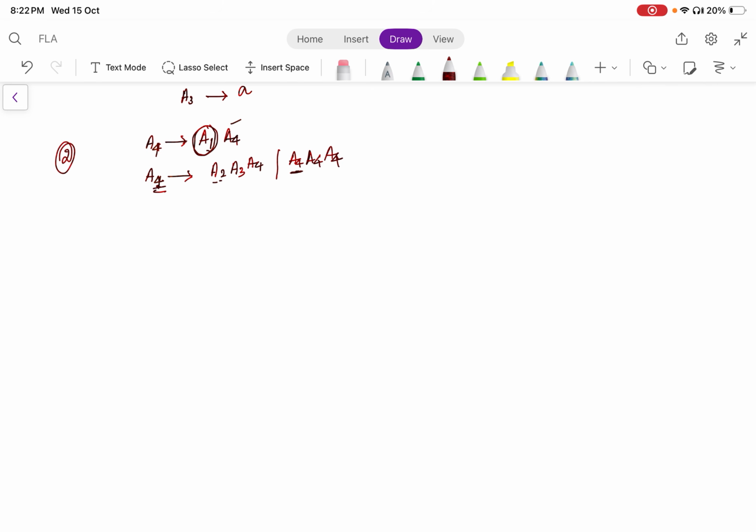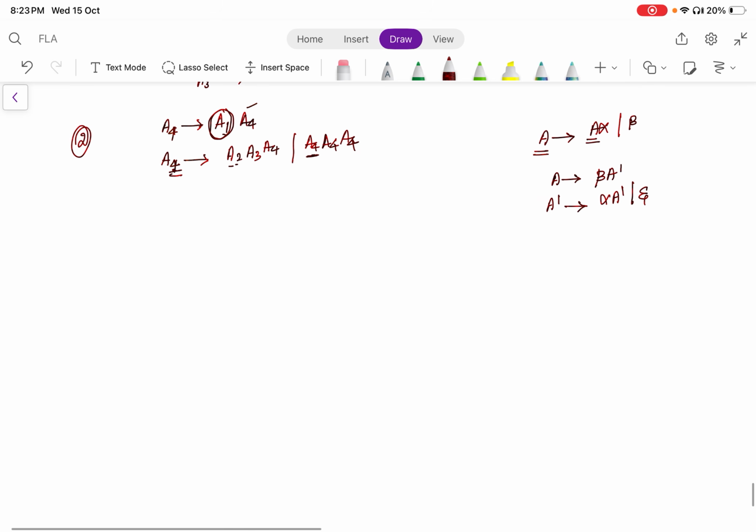Left recursion is nothing but if the production is of the form A tends to A alpha or beta, where the first symbol on the right hand side is equal to the left hand side symbol, then there is a left recursion. So how would you rewrite this production to remove the left recursion? A tends to beta A dash, where A dash tends to alpha A dash or epsilon. Please refer to my left recursion notes to know more on left recursion.